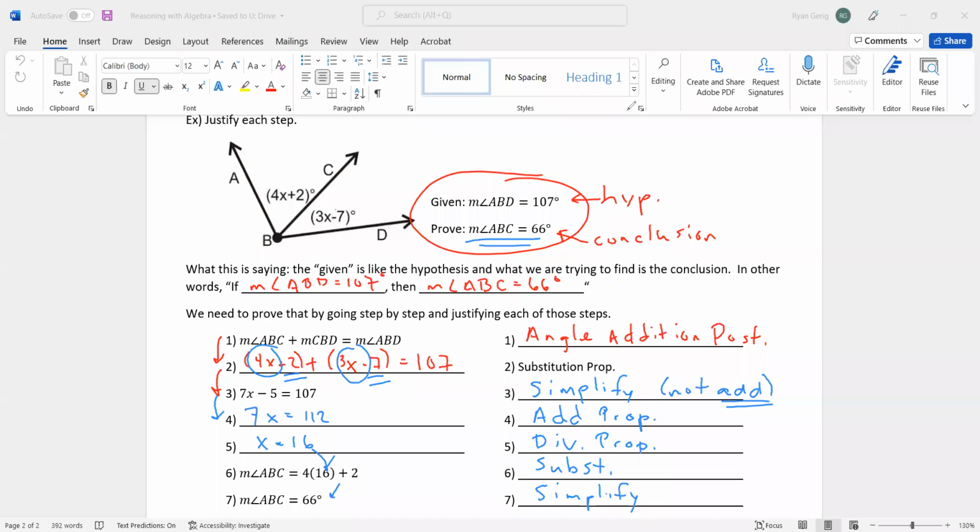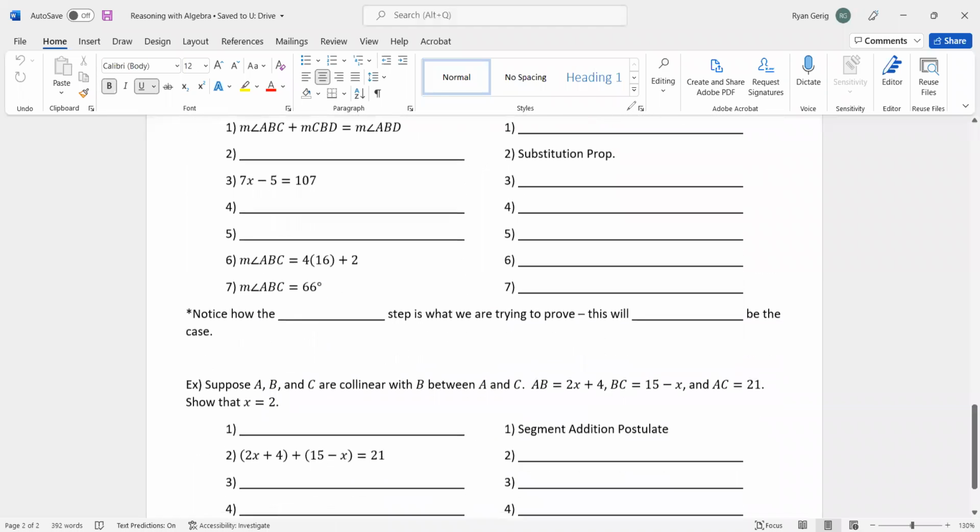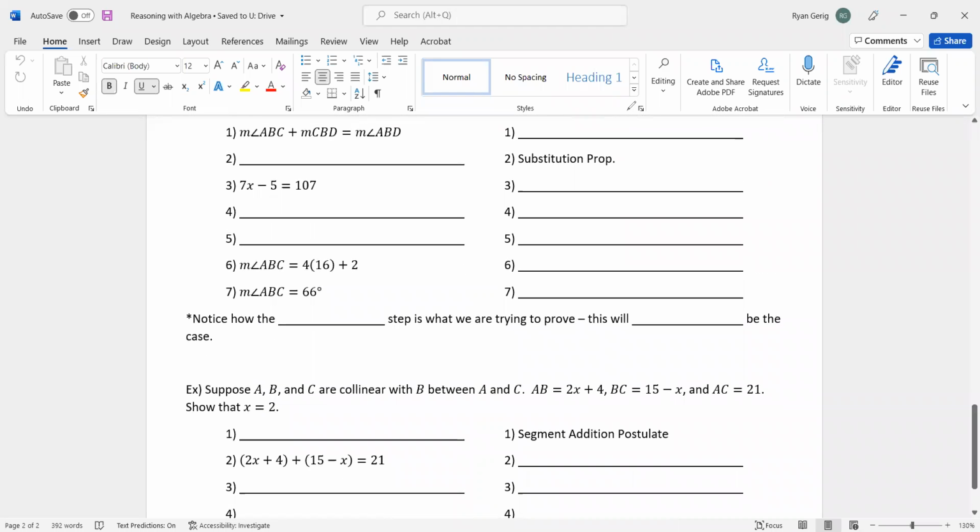I know that was a lot. I know that was like, oh my goodness, I'm going to have to do that a lot. You'll get quick at it, I promise. Okay, notice how I want to make sure you catch this. Notice how the last step is what we are trying to prove. This is always going to be the case if you do it right. If you do it right, your last step is going to match what you're trying to prove. Okay, one more example, we're done.